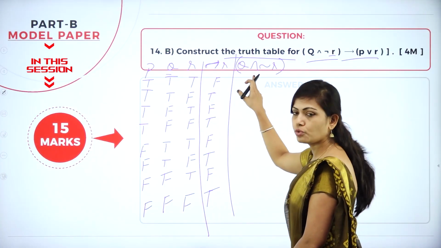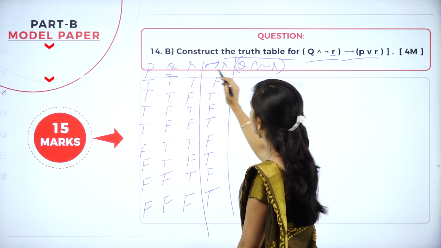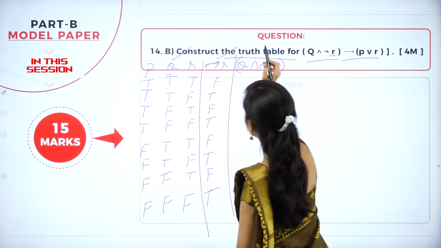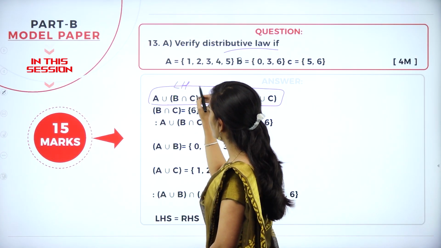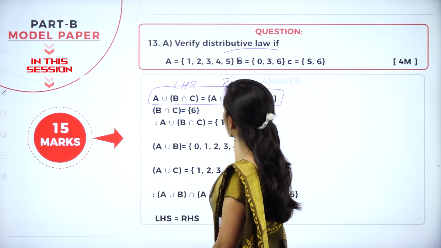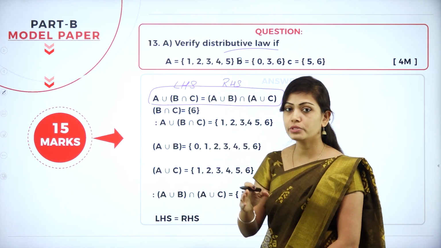So here we have to use AND operation, logical multiplication. Take this column and this column. Now first find out this LHS value and next find out this RHS value. We have to prove that LHS is equal to RHS.